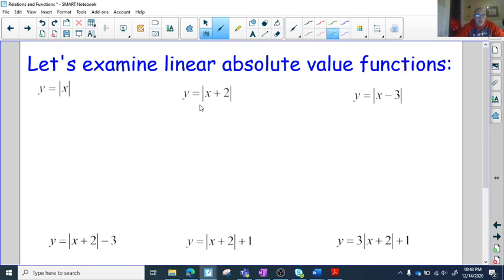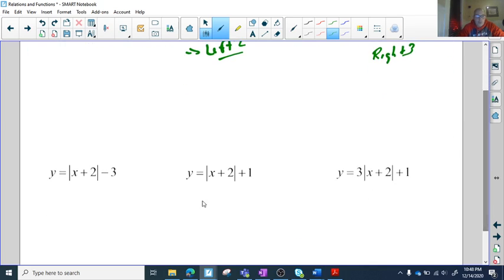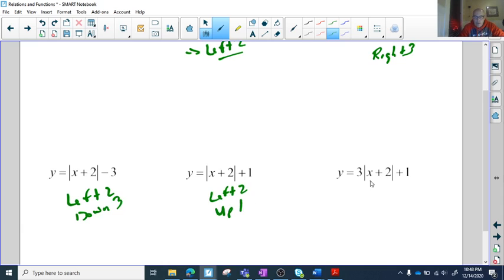In words, without using graphing technology, this is our base function. Let's look at these and say what should happen. So this should move left 2. This should go right 3. This one should go left 2 and down 3. This one should go left 2 and up 1. This one should go left 2, up 1, and the 3 will make it narrower.